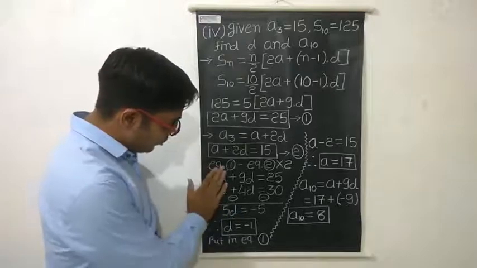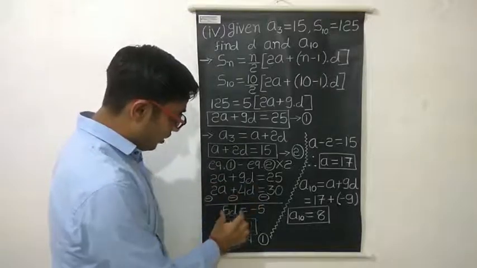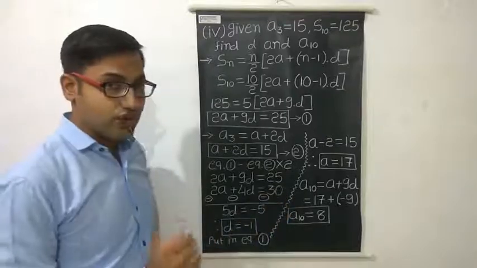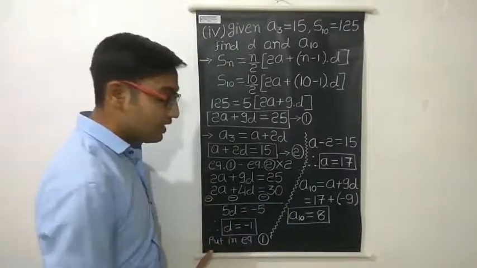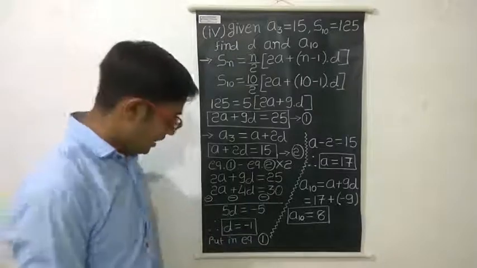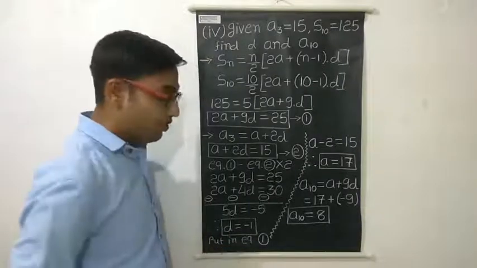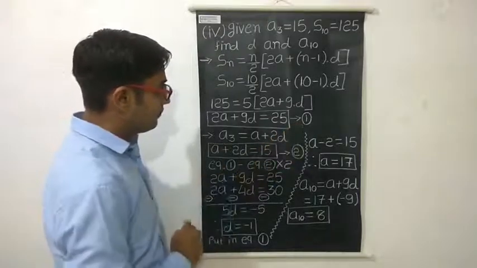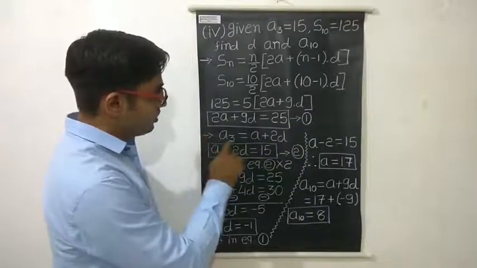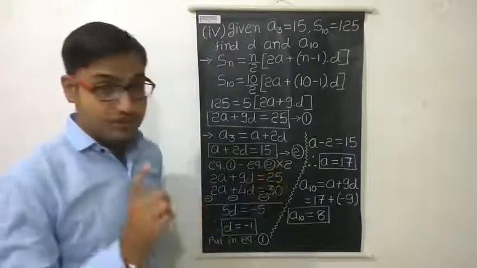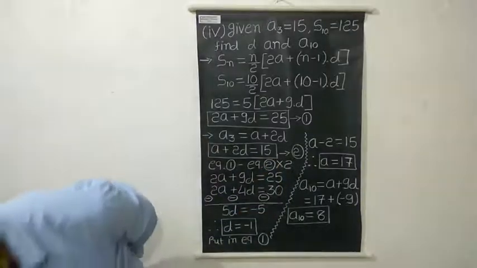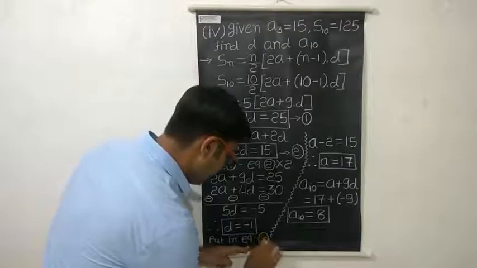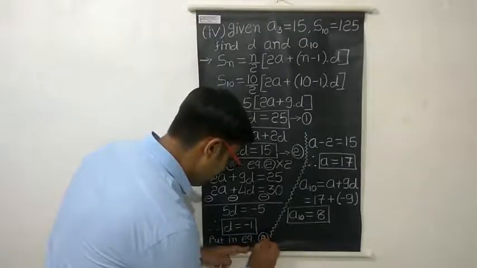2a will cancel out, 9d minus 4d is equal to 5d, and 25 minus 30 is equal to minus 5. So we get the value of d is equal to minus 1. Now put this value in equation number 1 to find the value of a. Okay, we can put it in equation number 2 because it will be easier for us to calculate.